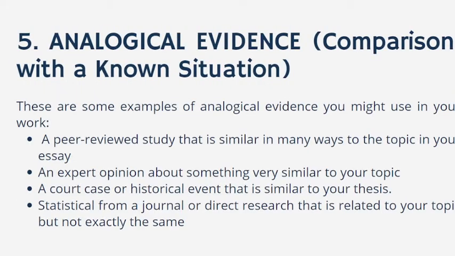The fifth type of evidence that you can employ in writing is analogical evidence, or comparisons with a known situation. So, one of the weakest types of evidence in writing, analogical evidence compares something that is not certain or known with a situation that is known. Then the text draws conclusions based on that comparison. Although there are significant weaknesses in this type of evidence, it is sometimes the only option for offering support.